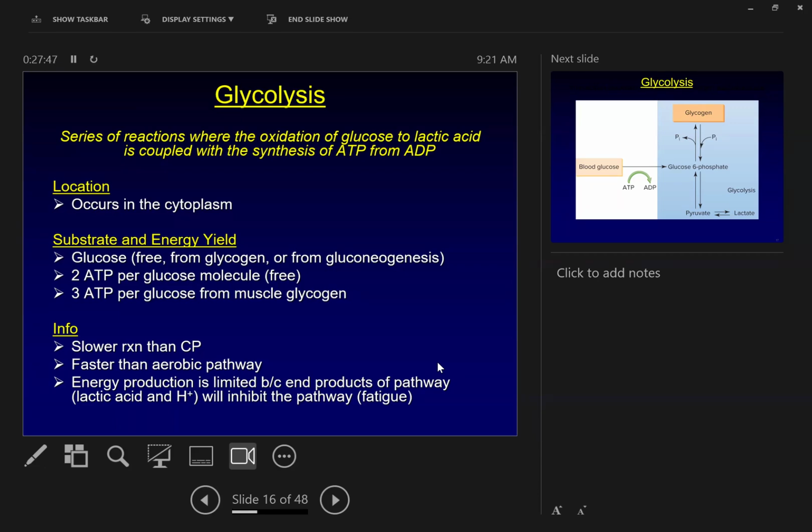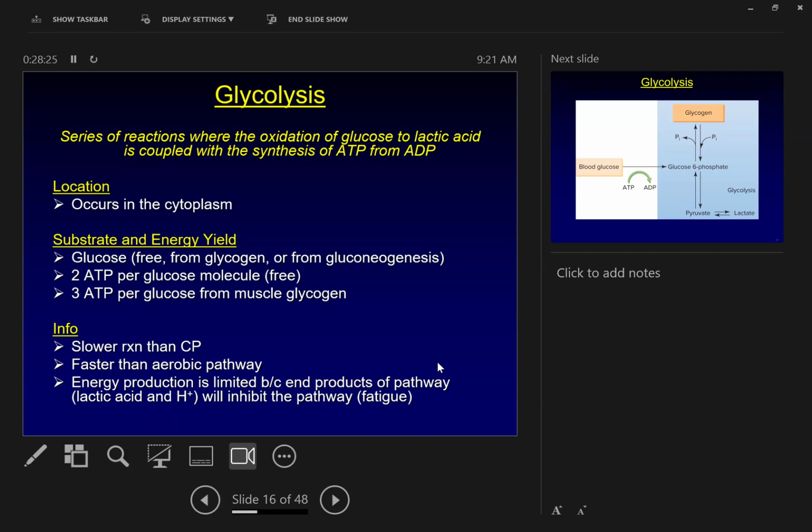Okay. Glycolysis we define as a series of reactions where the oxidation of glucose to lactic acid, okay, is coupled with the synthesis of ATP from ADP. So it's the breakdown of glucose. So when I ask on things what we have, the substrate for glycolysis is glucose. Okay, substrate is glucose. Where we get that glucose is going to matter, and I'll point that out in a minute. Okay, when we start with glucose, that's what goes in.